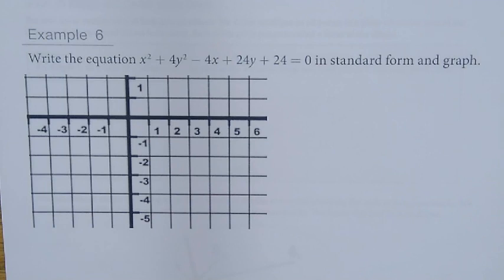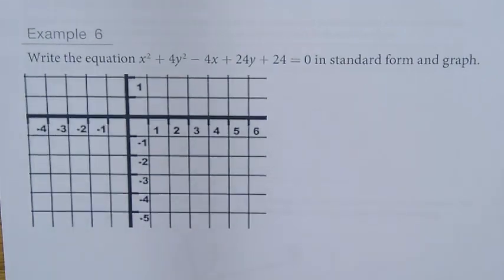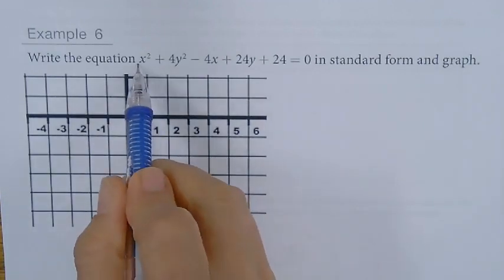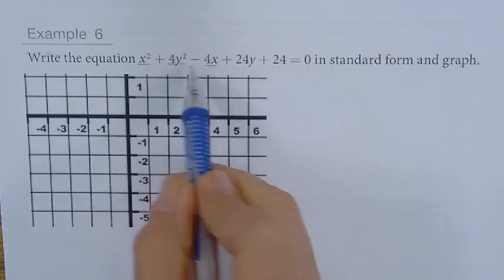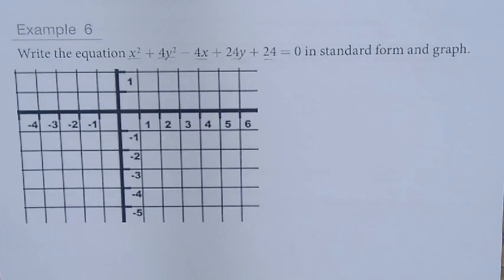Okay, example 6 here. What if they don't give us the equation in a nice form at all? So if I'm looking here, I have some x values, some y values, and a constant. So I'm going to need to do completing the square. I'm going to do it on my x values, and then I'm going to do it on my y values.